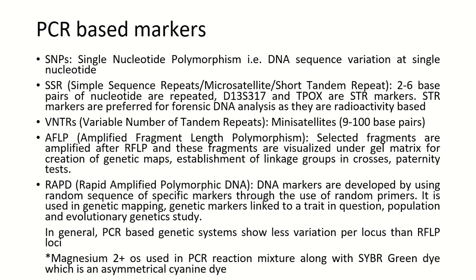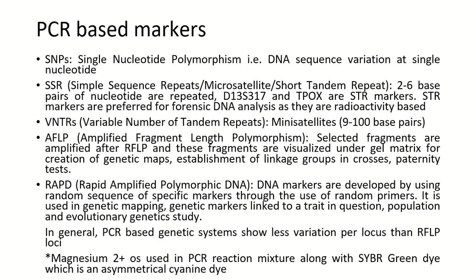So in SNP, there is the detection of variation at a single nucleotide. In SSR, the 2 to 6 base pairs of nucleotides get repeated and are used as the marker. In VNTRs, or variable number of tandem repeats, the minisatellites of 9 to 100 base pairs are used. In AFLP, amplified fragment length polymorphism, selected fragments are amplified after the RFLP technique, and these fragments are visualized under a gel matrix to form the complete genetic sequence and to establish linkage, in case of paternity test or linkage to define crosses, to define the hierarchy.